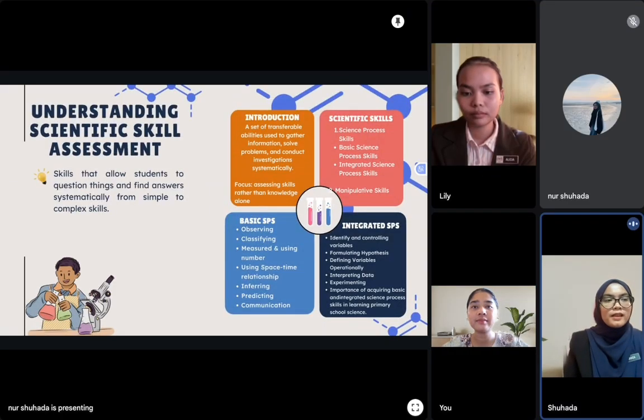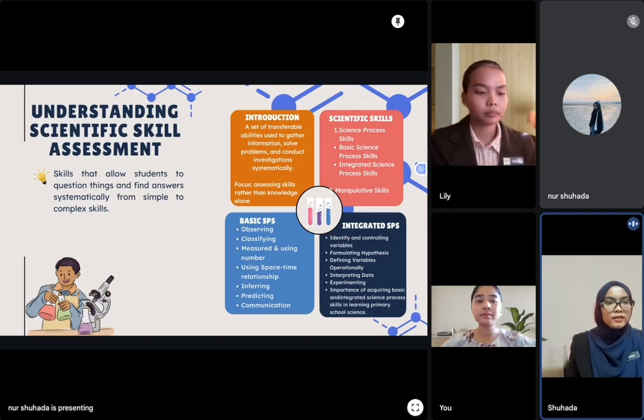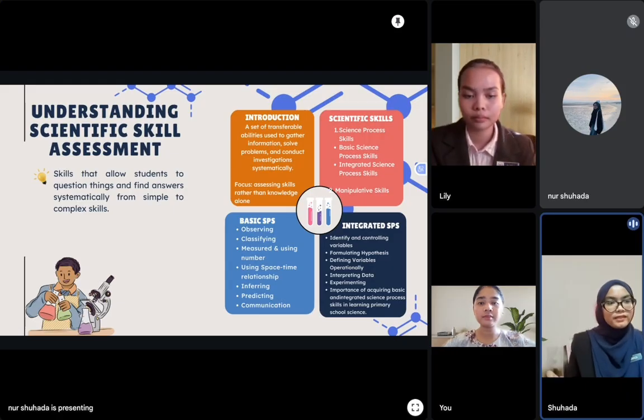Understanding scientific skill assessment. Scientific skills allow students to question things and find answers systematically, from simple to complex skills. Scientific skills are a set of transferable abilities used to gather information, solve problems, and conduct investigations systematically. The focus is on assessing skills rather than knowledge alone. For your information, they are broadly categorized into science process skills, or mental and thinking skills, and manipulative skills, or hands-on skills. Science process skills are also divided into two, namely basic science process skills and integrated science process skills.